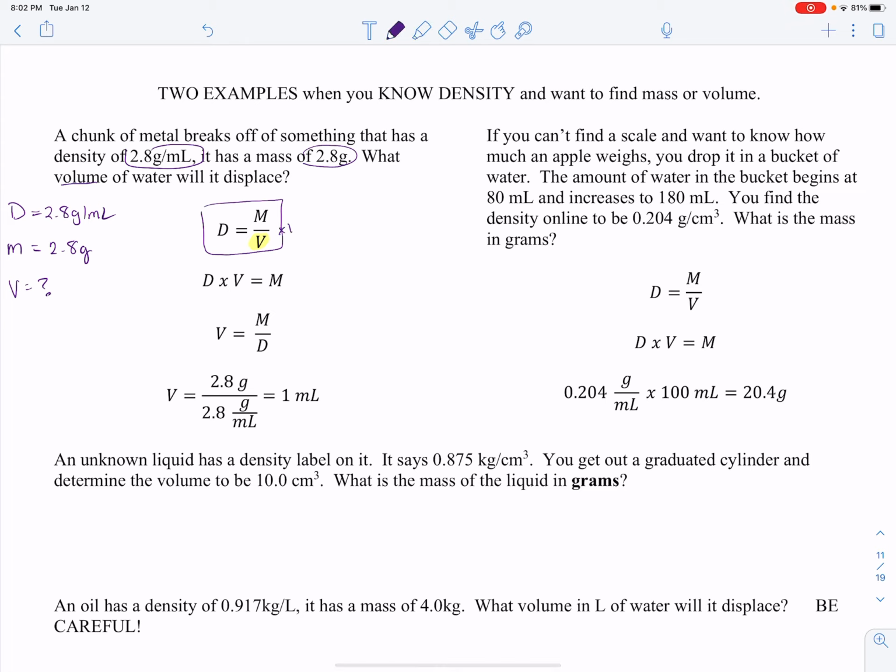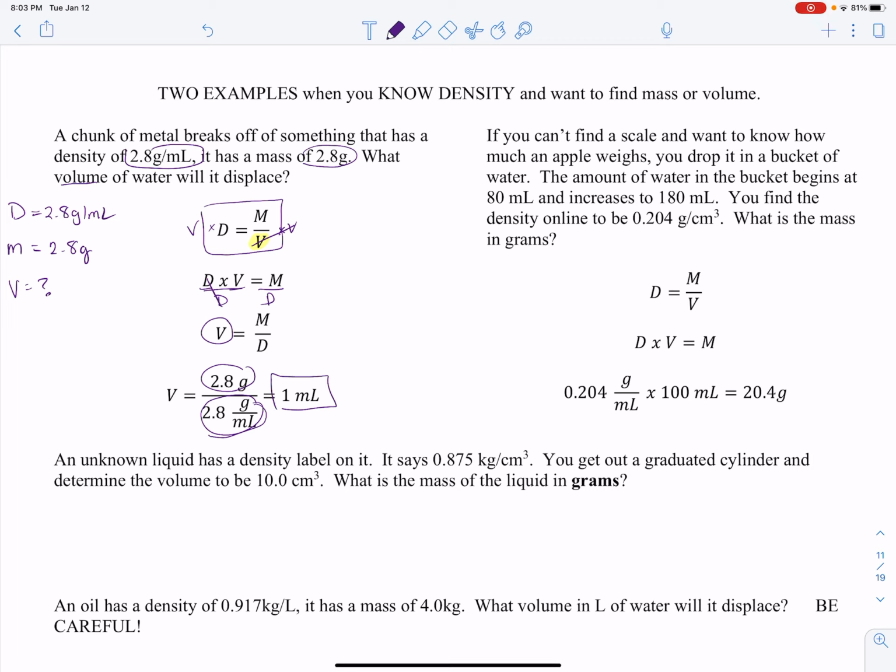We multiplied both sides by V. And that gives us D times V is your mass. And then we divided both sides by D. Now our volume is on top and by itself. So then we just plug in our two amounts. We know our mass right here. And then this is our volume. And we get that that is our density. And then we get that our volume is 1 milliliter.